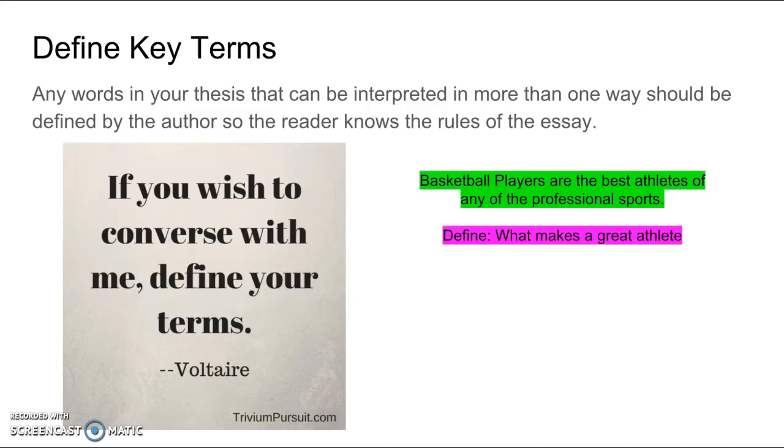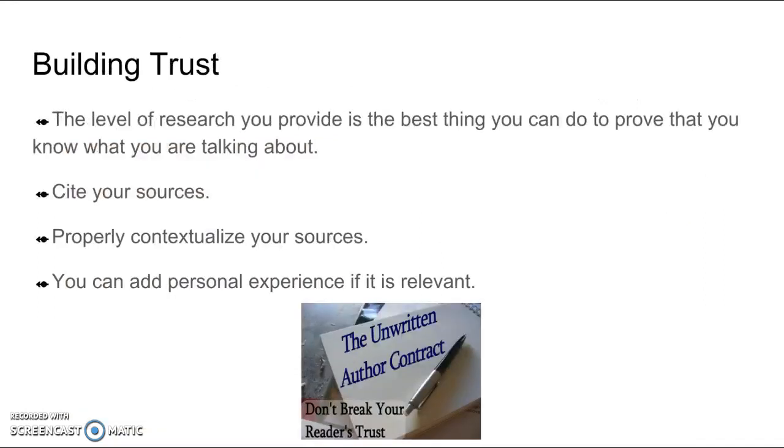So if your thesis was basketball players are the best athletes of any professional sports, people have different conceptions of what makes an athlete. So your first paragraph should define, this is what I mean when I say great athlete. Then you and the reader are on the same page, and then you can explain the rest of your argument.